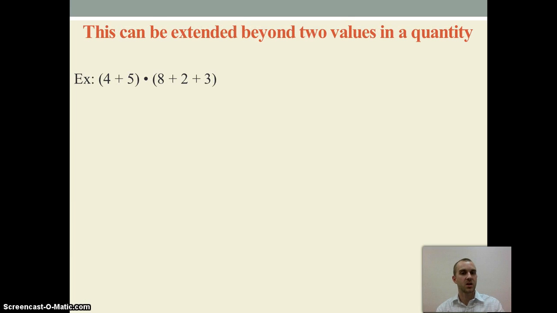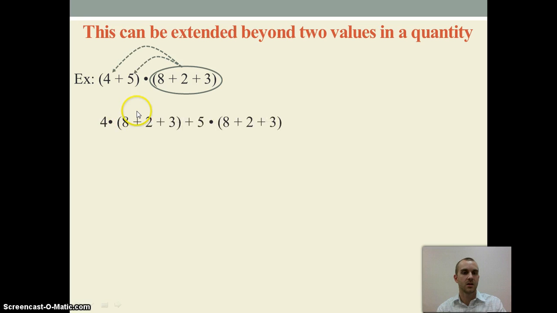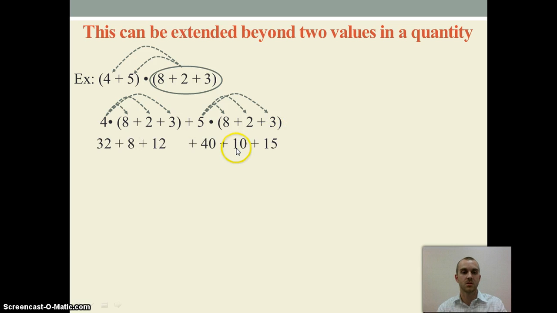As I just said a minute ago, we can extend beyond just 2 values. Say I have 3 values in this one case. Now an easy way to look at that is to say first, here's my quantity. I'm going to distribute that. So I've got 4 times the whole quantity plus 5 times the whole quantity. Now I can distribute the 4 to all 3 of those terms and the 5 to all 3 of those terms. And using commutative and associative property, I can start to simplify. And I would end up with 107.